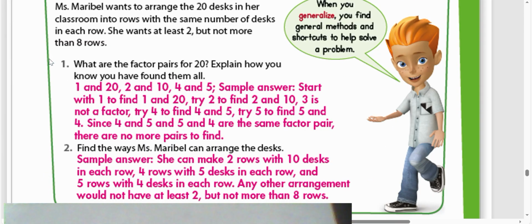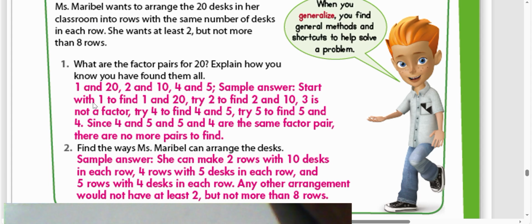Analyze. Miss Marple wanted to arrange the 20 desks in her classroom into rows with the same number of desks in each row. She wants at least 2, but not more than 8 rows. What are the factor pairs of 20? We know 20 can be divided by itself, by 4, by 10. 1 times 20, 2 times 10 is 20, 4 times 5 is 20.